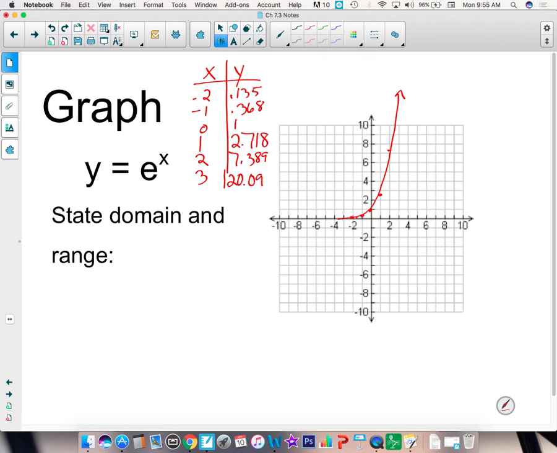And remember, this is just going to kind of get really close to that line. It's never going to touch that 0. It's never going to touch y equals 0 because that's my asymptote.